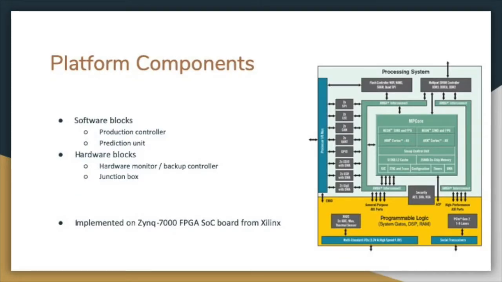The system-on-chip platform organization for the solution contains 2 software-implemented blocks and 2 hardware-targeted blocks. The software blocks are the production controller code, which are running on both hard and soft processors, and the hardware blocks are a hardware monitor and a junction box. The platform also presents some isolation. The hardware blocks are invisible to the software blocks, and the software and network access to the programmable logic configuration ports are also disabled.